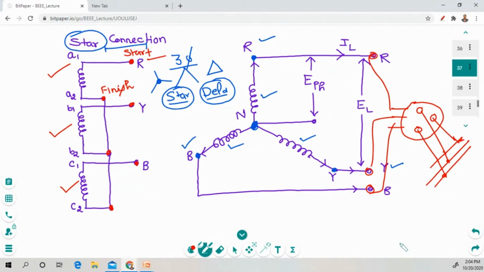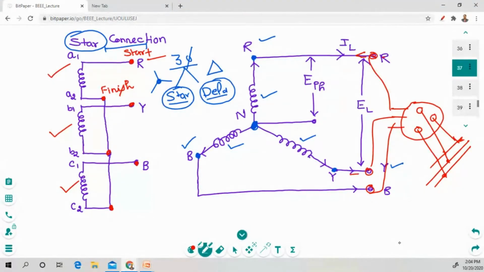So this is a line voltage between red and yellow, red and blue. All the voltages are line voltages. These are all input voltages, and any current flowing through these wires, like the IL current flowing right here, is called a line current.